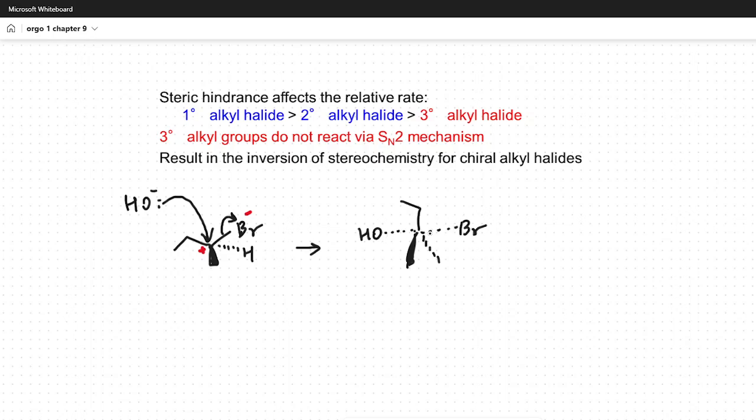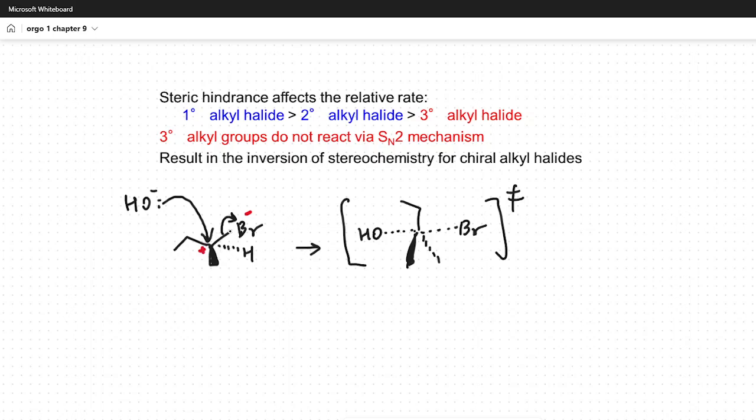Here the dotted line means that both bonds are partially formed and partially broken. This is the transition state. Now there are two things I need to emphasize for this particular transition state. One is that the original carbocation here, which is not a carbocation but a carbon with partial positive charge, is an sp3 carbon with tetrahedral geometry around this carbon.